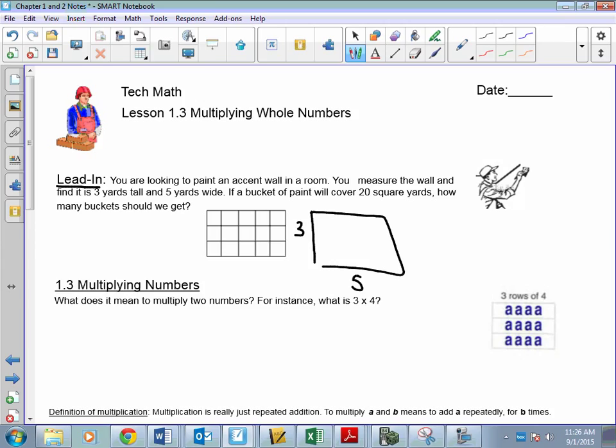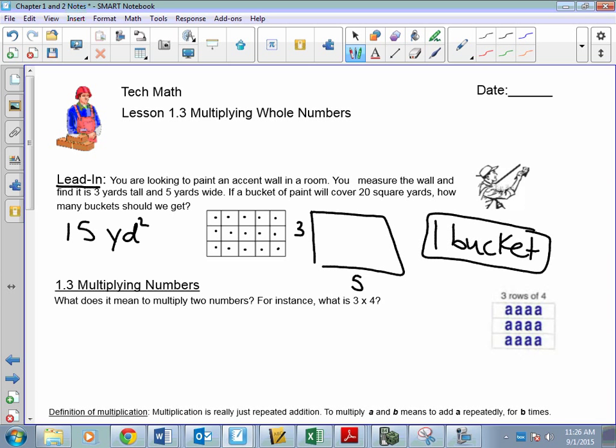3 times 5 is going to give me, I can see here, there's 1, 2, 3, 4, 5, 6, 7, 8, 9, 10, 11, 12, 13, 14, 15. There's 15 square yards there, and if a bucket of paint will cover 20, then I'm good with just getting one bucket and having a little bit to spare. And that's something else you want to account for. You usually want to account for about 10% waste whenever you're doing a project. 10% of 15 is 1.5, so we're definitely still in the safe zone.